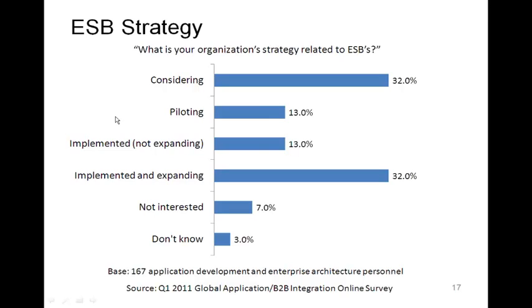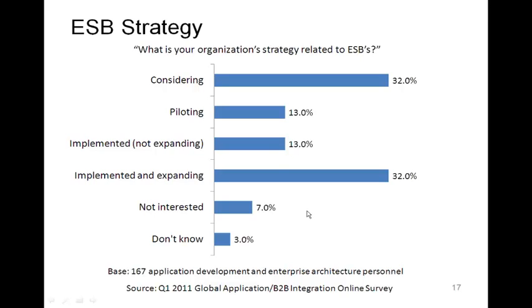Now we have a couple of slides that deal with specifics about ESBs in organizations. Again, this is from a different survey. This one is from Q1 of this year. In January, we did a survey of 167 application development and enterprise architecture personnel related to their plans related to ESBs. And what this shows is that 32% were considering an ESB at that point, 13% were piloting, 13% had implemented but were not expanding, 32% were implemented and expanding, and 7% were not interested.